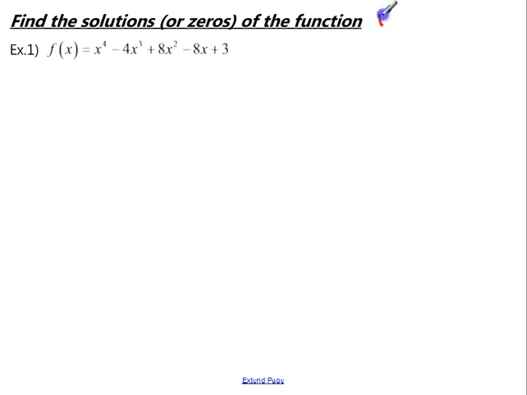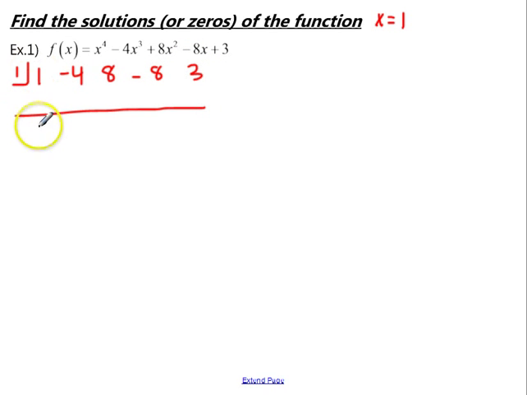So I'm actually going to start writing my answers up here. X is equal to 1. So we need to verify that it's actually a 0 using synthetic division. So we'll put a 1 in the box, and our coefficients: 1, -4, +8, -8, and then +3. And then let's go ahead and divide. We'll bring down the 1. 1 times 1 is 1, and when you add -3, 1 times -3 is -3, and when you add, we get 5. 1 times 5 is 5, and when you add, we get -3. 1 times -3 is -3, and when you add, you get 0. So that's the 0 we were looking for.